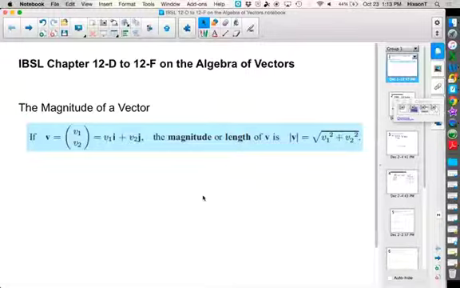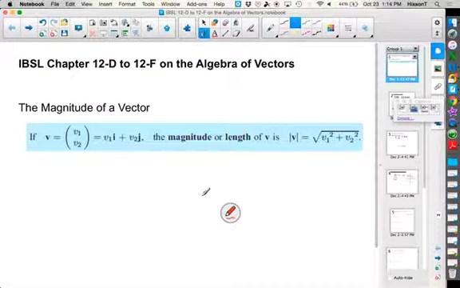We have this vector, and remember we had horizontal and vertical components. In this case they're called V1 and V2. Notice here we have regular vector notation with some parentheses. Here we have, what do we call this notation? Unit vector notation with the I and the J vector. So the magnitude or length of the vector is given by this notation, okay?